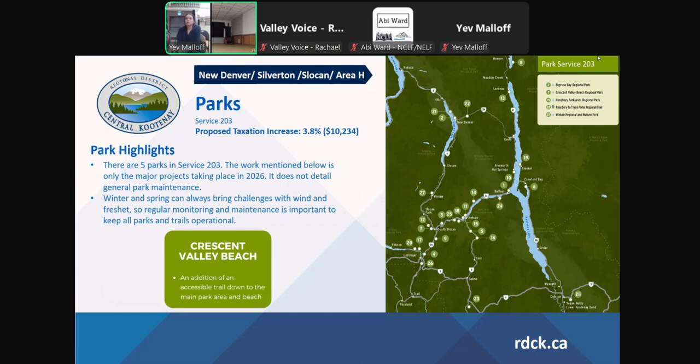The Crescent Valley Beach square below is basically the one major project being done in these 5 parks this year, or planned. It's the addition of a new trail down to the main park and beach. And there's ongoing maintenance in all the other parks, including regular monitoring and maintenance to keep all parks and trails operational.